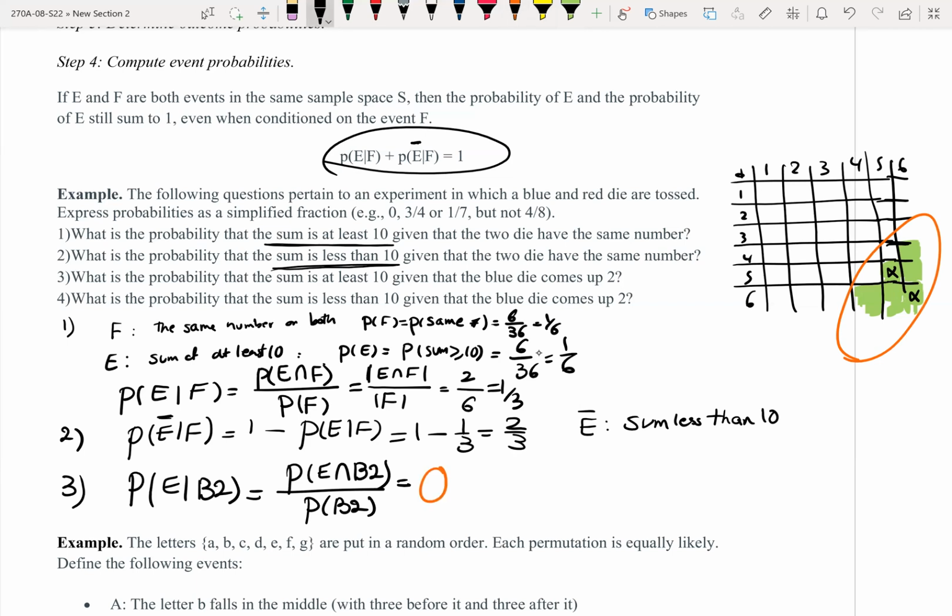Okay. So then the fourth, what's the probability that the sum is less than 10, which is the opposite of that? Sorry, not the opposite, the complement of that. So the probability of the complement, given the blue die is 2, is 1 minus the probability of the previous one, which is 0, right? So it's going to be 100% of the chance. That's the complement of the other one.